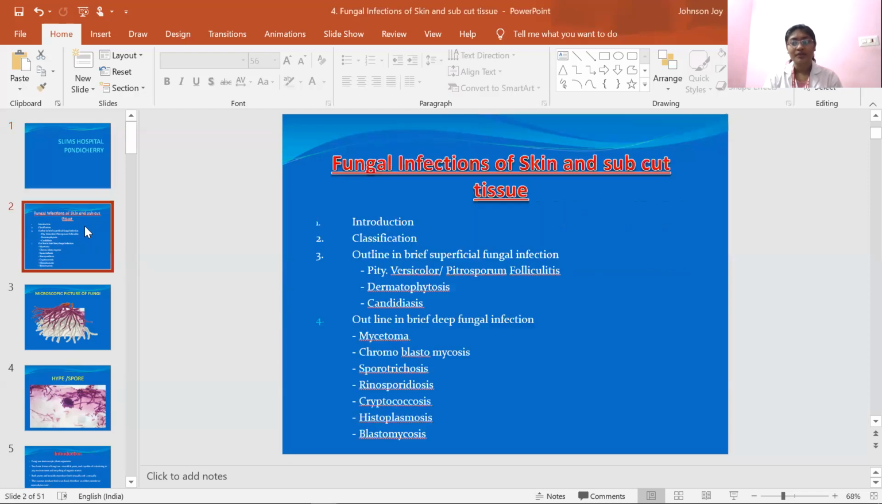Today we're going to discuss the fungal infections of skin and subcutaneous tissue. Here we are going to deal with the introduction, classification, and outline in brief of the superficial fungal infections like pityriasis versicolor or Pityrosporum folliculitis, dermatophytosis, candidiasis, and outline in brief about deep fungal infections like mycetoma, chromoblastomycosis, sporotrichosis, rhinosporidiosis, cryptococcosis, histoplasmosis, and blastomycosis.